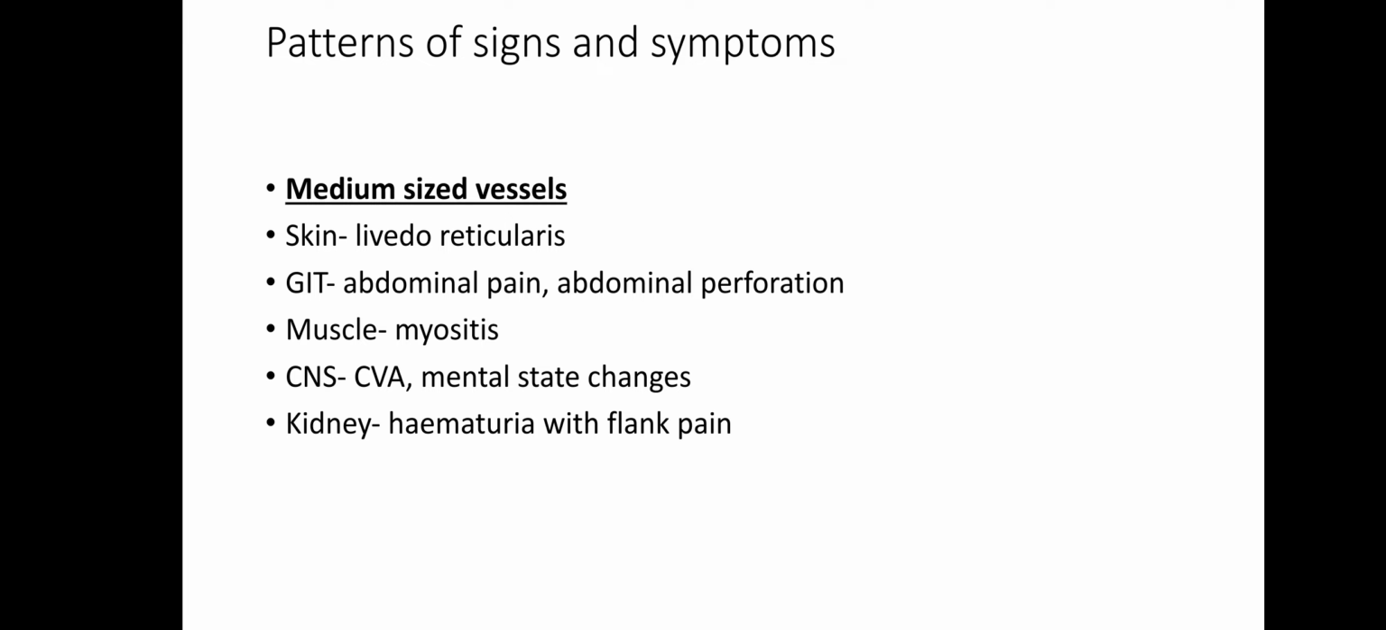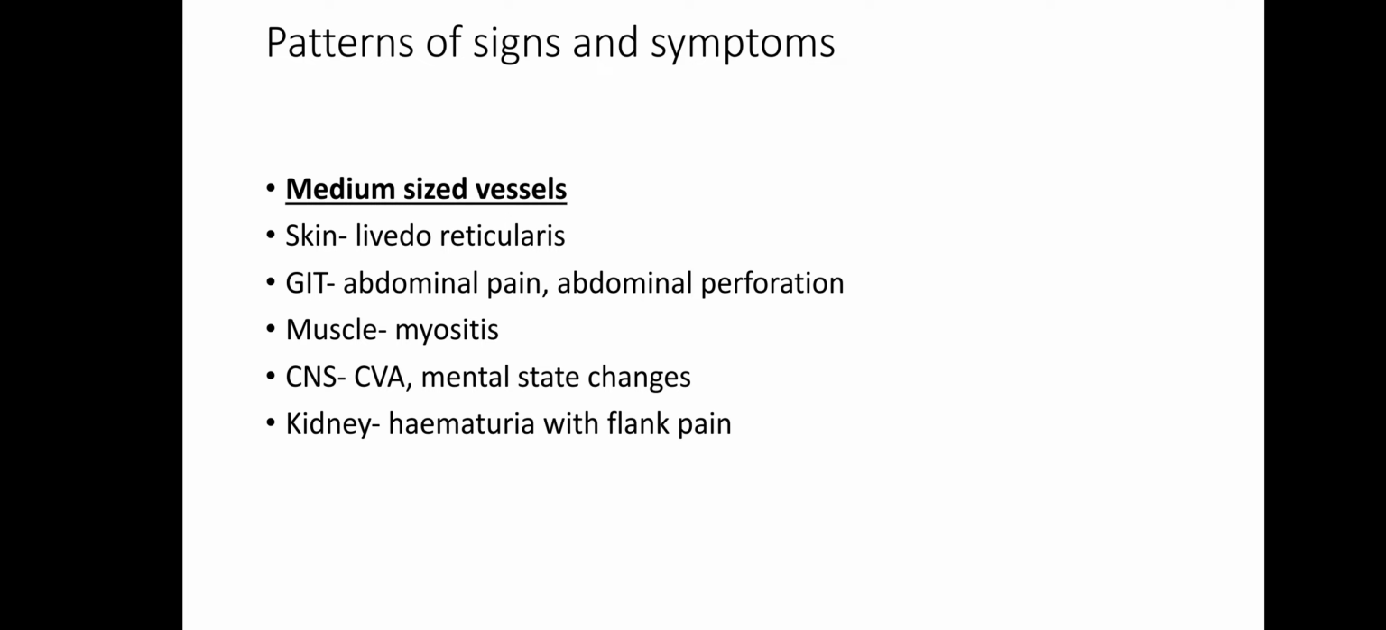Muscle have myositis. Remember, in small vessel we just had myalgia, which just means pain. Myositis means inflammation, which can be seen in a microscope. For CNS, now we have CVA, which is cerebrovascular accident. Usually, one of the most common CVAs is a stroke.